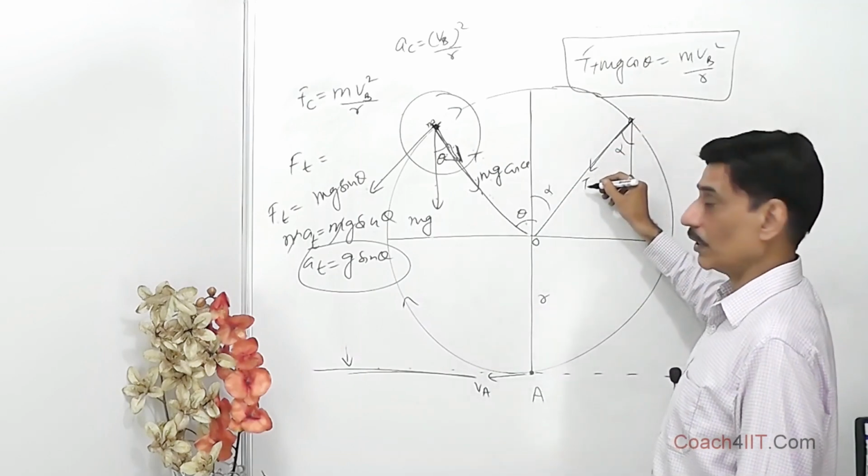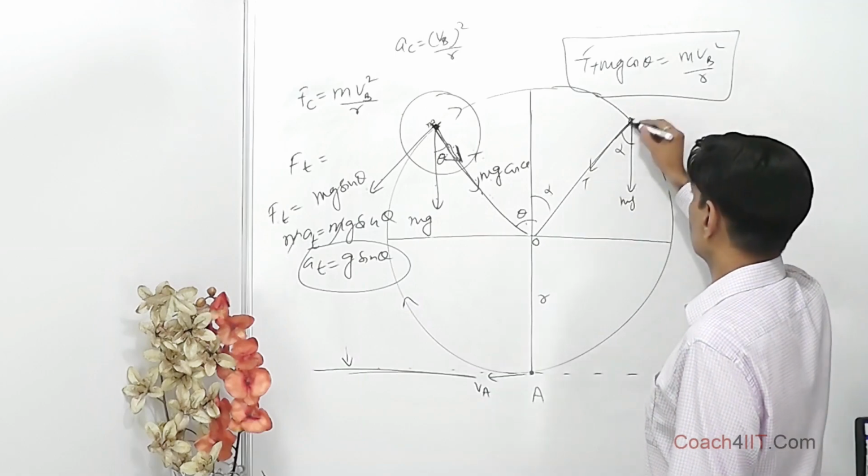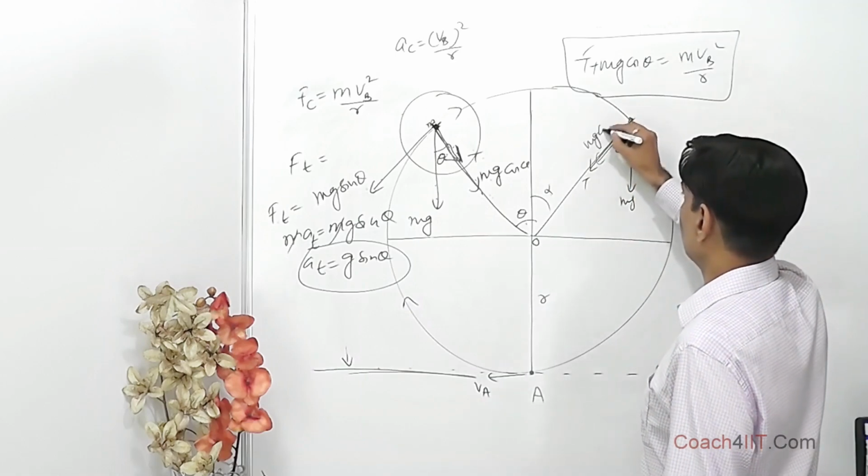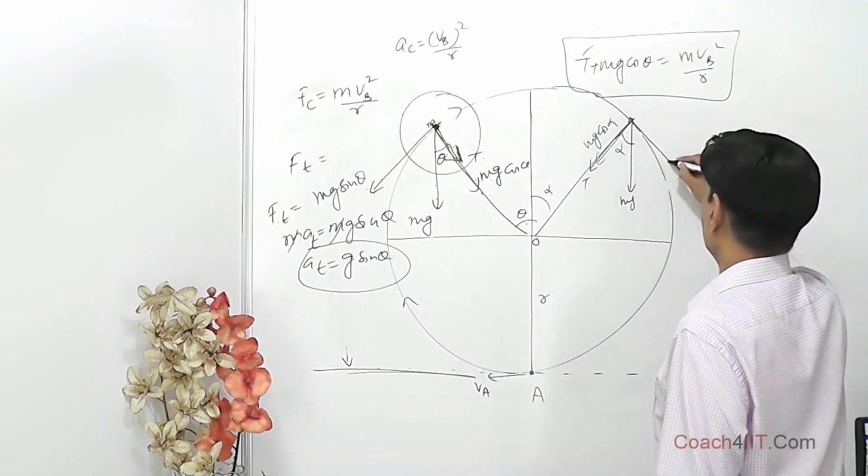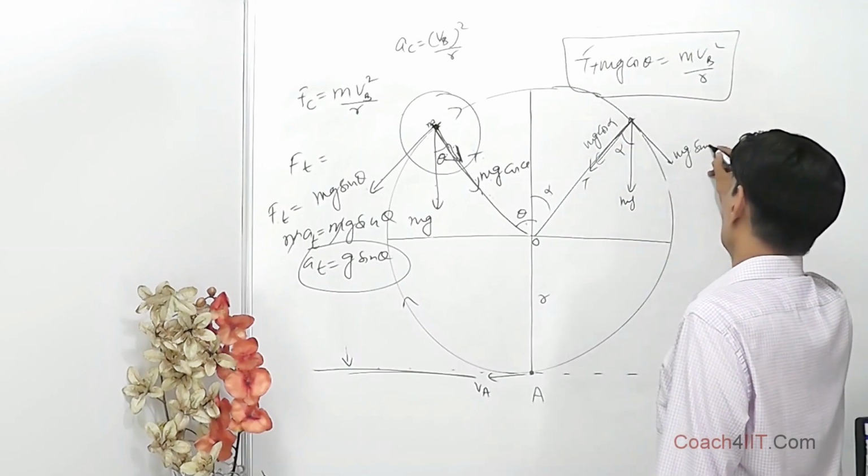T is already along the radius, so we'll break mg into components. One will be over here, that is mg cos alpha along the radius. The other will be here, that is mg sin alpha.